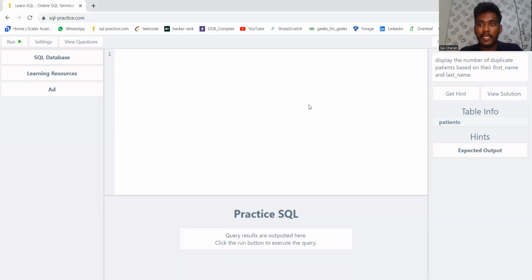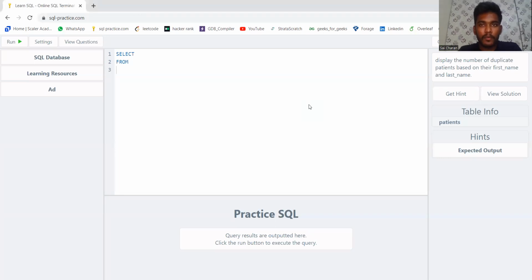Display the number of duplicate patients based on their first name and last name. See here what they're asking. If both first name and last name were repeated, we can consider them duplicates. So we need to know who the patients having the same name are. So now, select from.